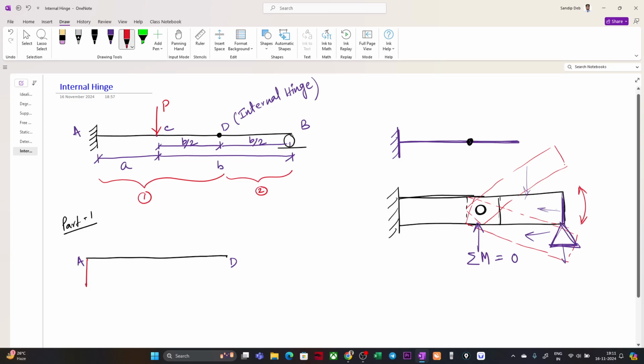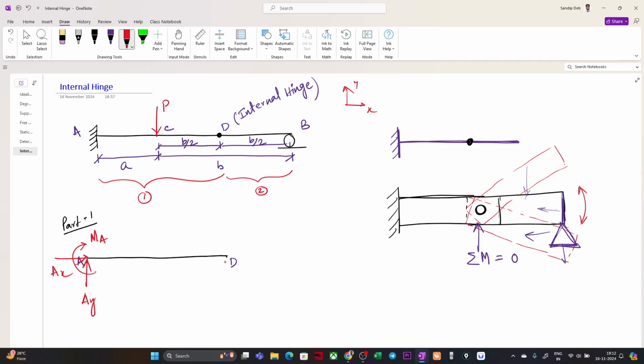This is a fixed support. So if I say this is my X, this is my Y, and the perpendicular one, leave it. This is my AY, this is my AX, and there is a moment MA, correct? And at this end, as this is an internal hinge, only rotation is allowed, but vertical or horizontal movement is not allowed, right?